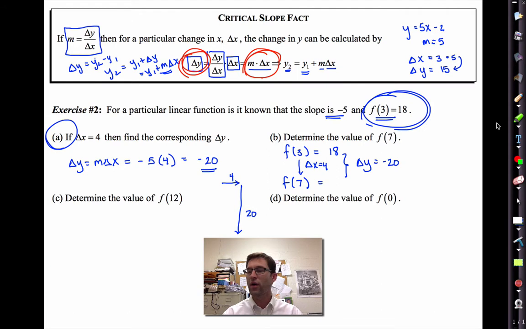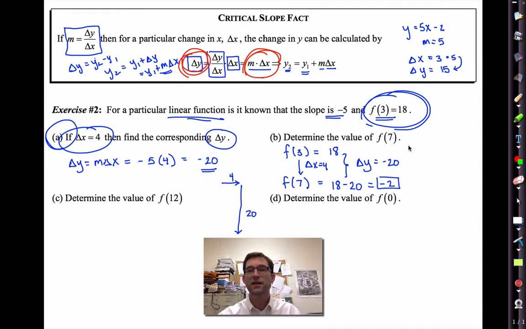We were at a point, though, where we had determined that f of 3 is 18, and we're trying to figure out f of 7. Well, the important thing is, to go from x equals 3 to x equals 7, x has to increase by 4. So by default, delta x is 4. But any time along this linear function that delta x is 4, then delta y is -20. So if I'm starting at 18, and I decrease by 20, f of 7 must be -2.